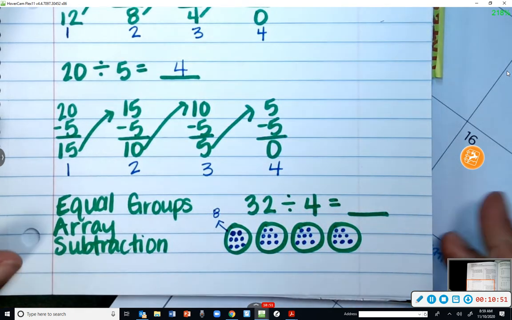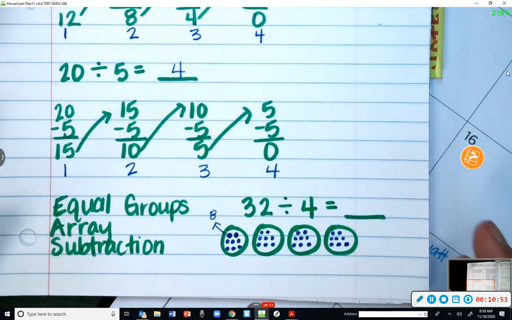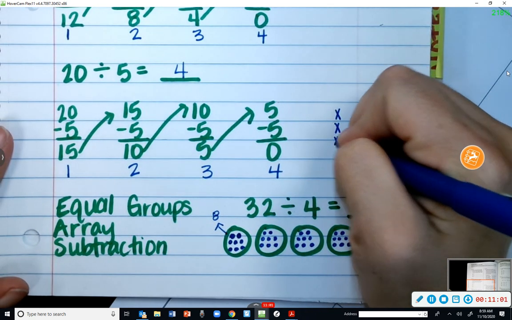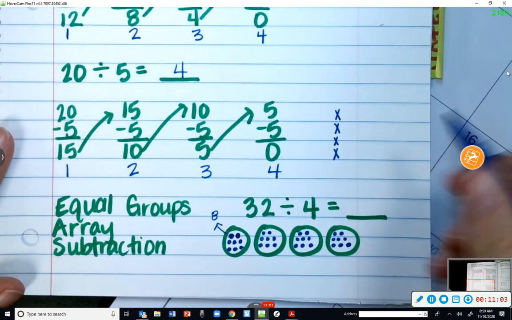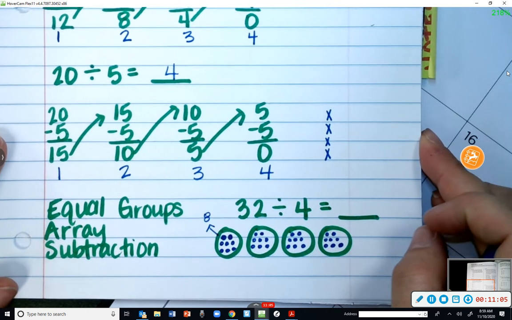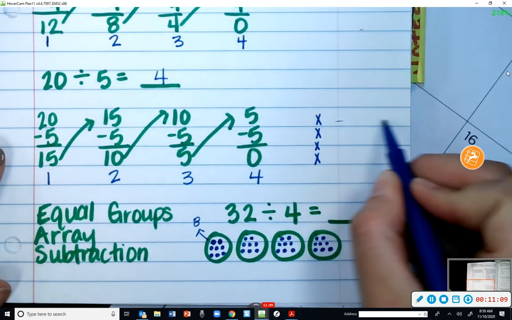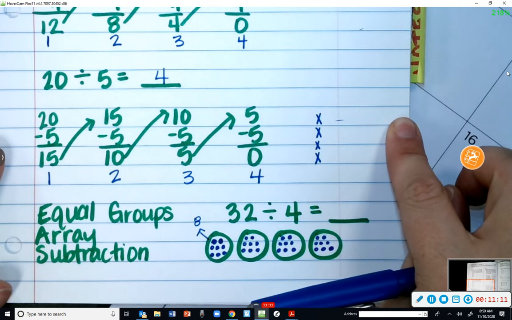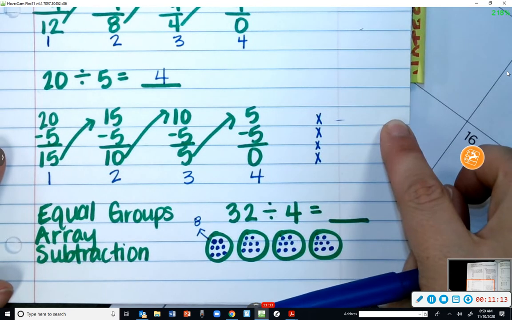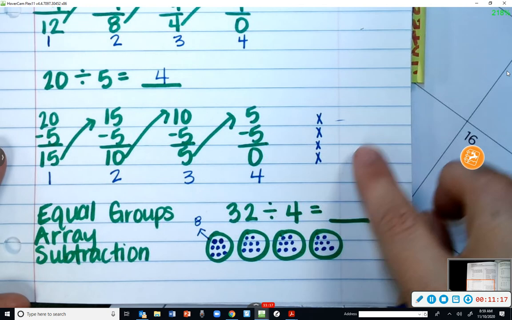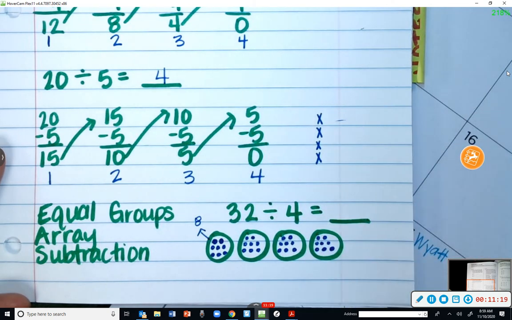For an array, how would I start an array? 4 going down. Good. 1, 2, 3, 4. And then I'm going to keep filling it in until I get to 32, correct? Yes. Okay? So I don't just start making as many as I want going across because I don't know how many I'm going to end up with. So all I do is start filling in going down, right? Yes. I keep doing 4 down until I run out.